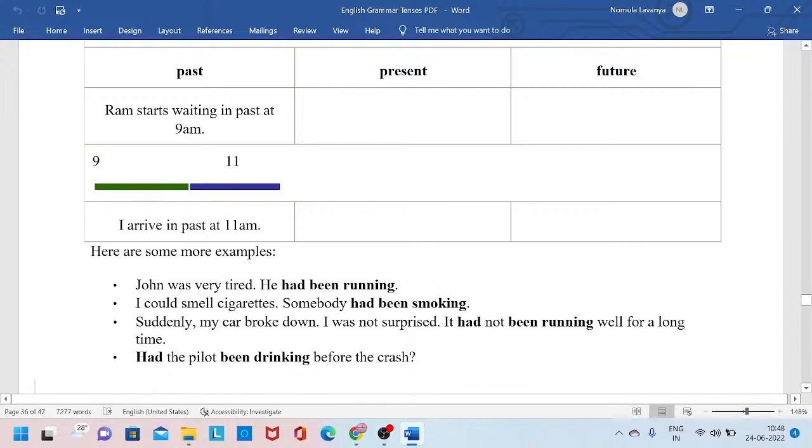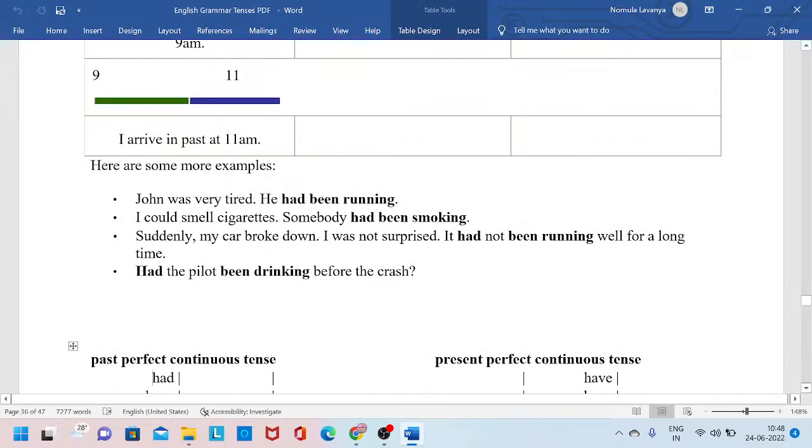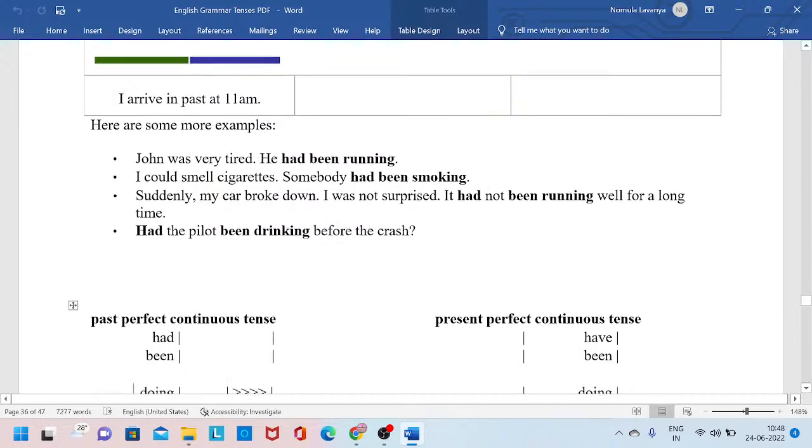John was very tired. He had been running. Okay, this is also in the past. I could smell cigarettes, because somebody had been smoking. Suddenly my car broke down. I was not surprised. It had not been running well for a long time. Had the pilot been drinking before the crash?